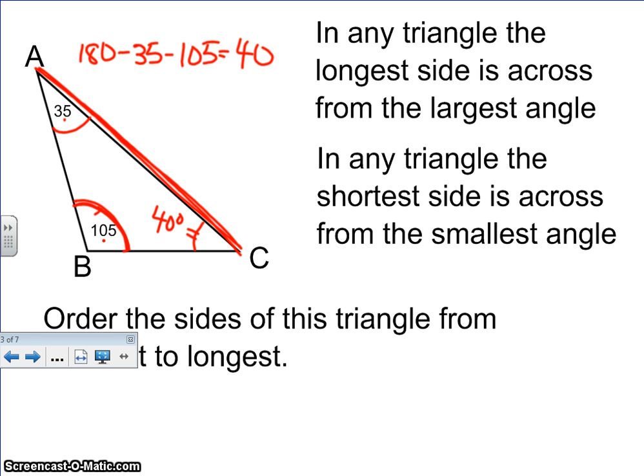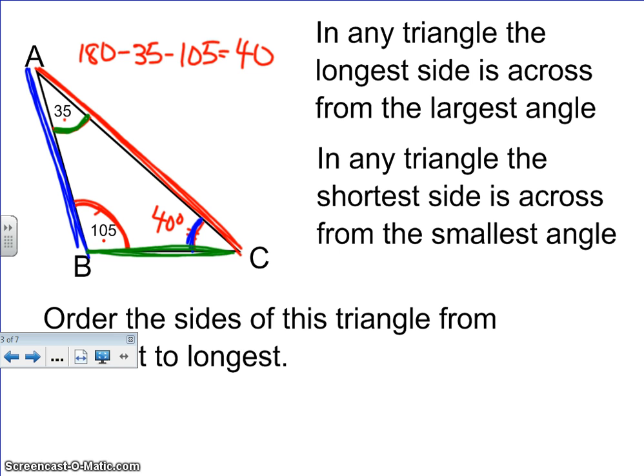So we're going to go ahead and color code this thing. The 40 degree angle right here matches up with this side. And then the 35 degree angle matches up with this side.